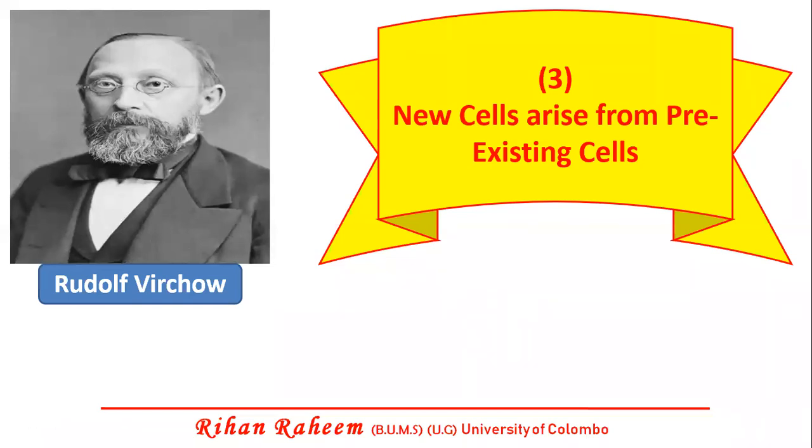Now if I ask where is this cell from, he's saying from the previous cell. From where is the previous cell? From another previous cell. Where is that cell? Previous cell. So like that they will go on. Where will they end? In the first cell. So from where did the first cell come? So that's a question mark.